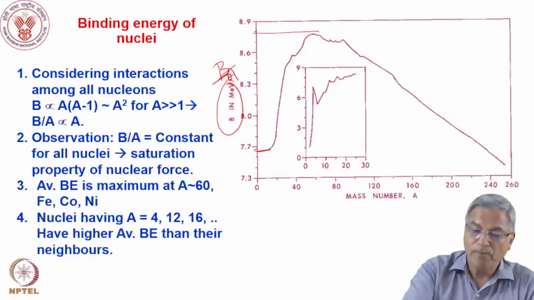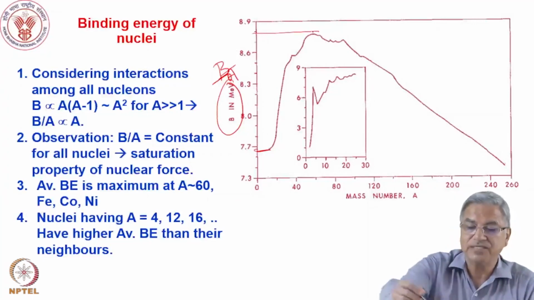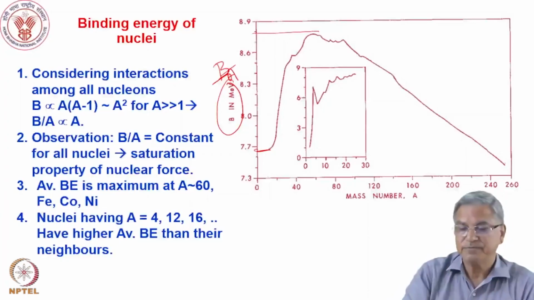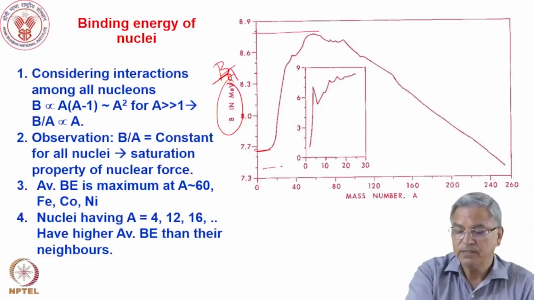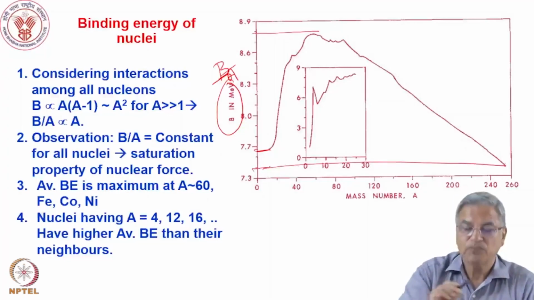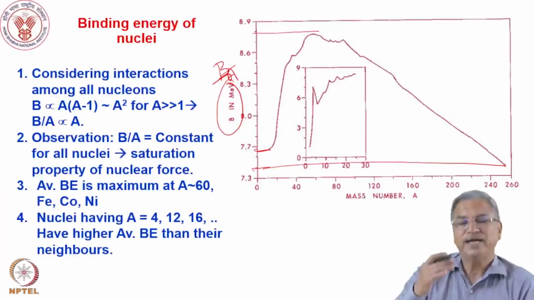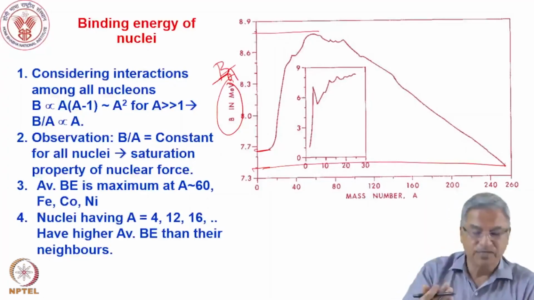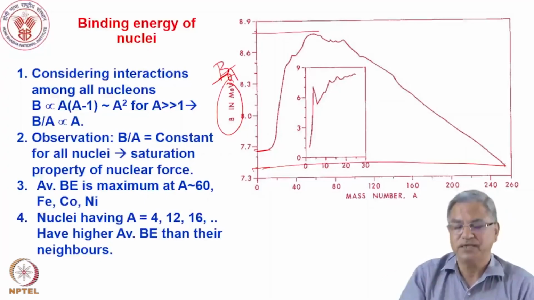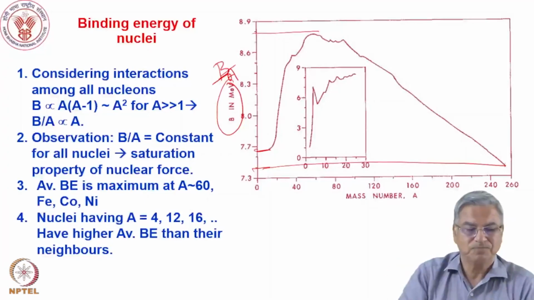So from low mass up to mass 60, it rises from 7 to 8, and then it falls down to close to 7.4 or so. So you can say that the binding energy per nucleon, or the average binding energy, is fairly constant over all mass numbers.